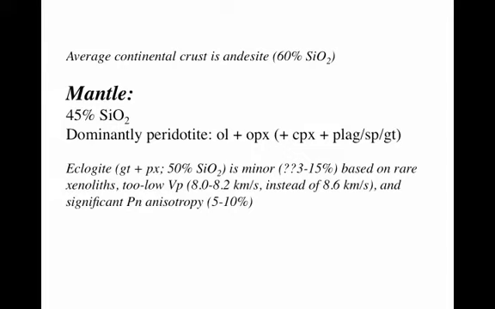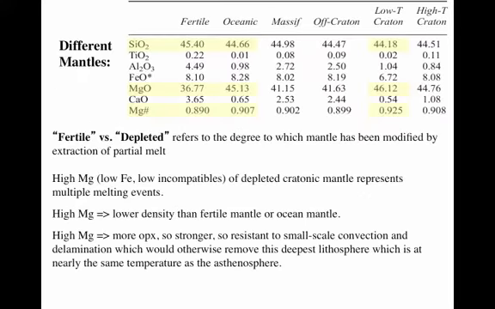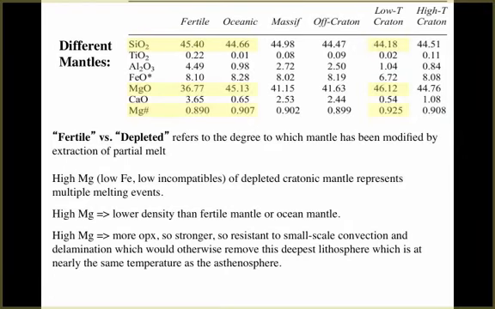So, whereas continental crust is andesitic, about 60% silica, the mantle is 45% silica. It's dominantly peridotite, that's olivine and orthopyroxene, with maybe some clinopyroxene, a tiny amount of plagioclase, maybe some spinel and garnet. There are different kinds of mantle, although I say this with some hesitancy because overall the mantle is very similar in terms of the major element distribution.